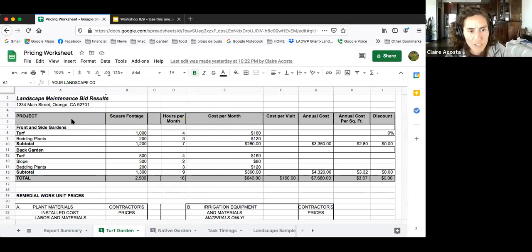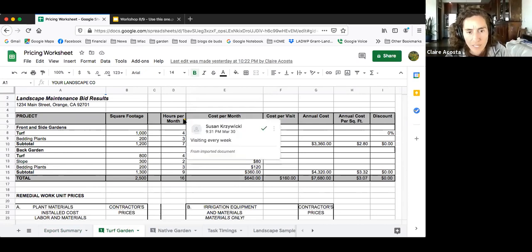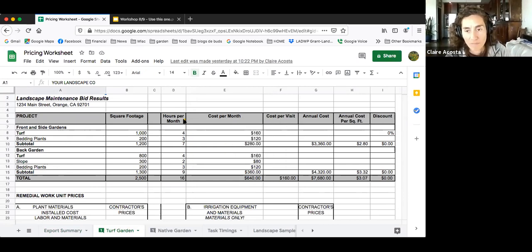So here's the project: the side, front yards and backyard, and the square footage. Then you have the hours per month of each thing. You can see this little note here that says visiting every week, so 4 times a month you're visiting. This top one, for example, is turf of 1,000 square feet in the front yard. If it's 4 hours a month, that means 1 hour per visit to maintain the turf, because it's weekly visits.